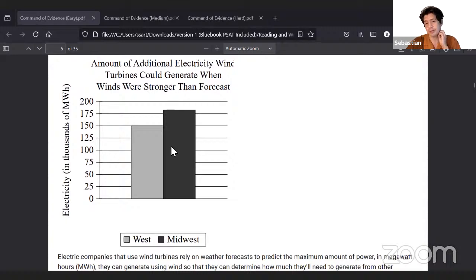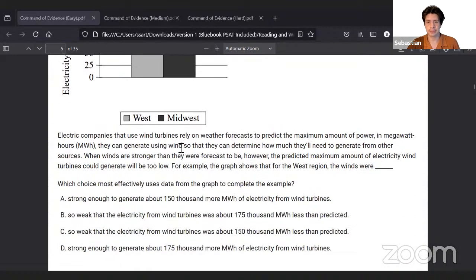So here we're going to do another one. This one has a chart, but like I said, I don't look at the chart first. I look at the passage and the question. Electric companies that use wind turbines rely on weather forecasts to predict the maximum amount of power in megawatt hours they can generate using wind, so they can determine how much they'll need to generate from other sources. When winds are stronger than they were forecast to be, however, the predicted maximum amount of electricity wind turbines could generate will be too low. For example, the graph shows that for the West region, the winds were... Which choice most effectively uses data from the graph to complete the example?